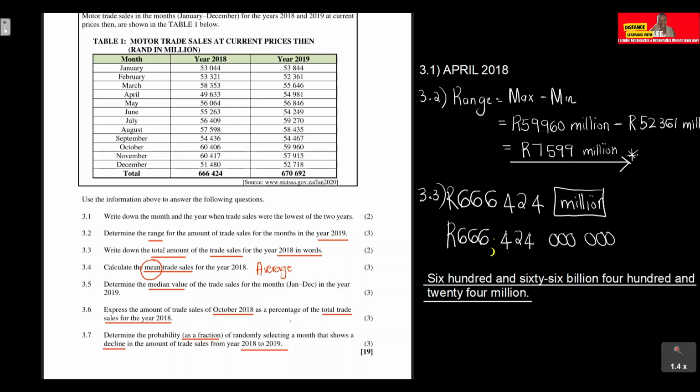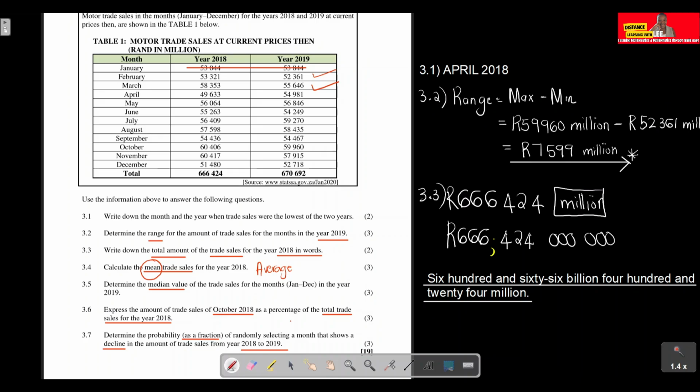So from 2018 to 2019, for January, it was 53044, and then here it was 538. So this one is an increase. We're not going to count that one. We are scratching it off. It does not show a decline. For February, it was 53321. This is 52. So this one, we're not going to scratch it off. That month shows a decline because the sales decreased. So that one we're going to count. Then let's go on to the next month. For March, it was 58353. Here it was 55. It shows a decline. We're going to count.